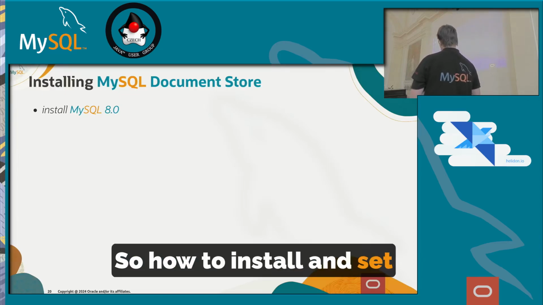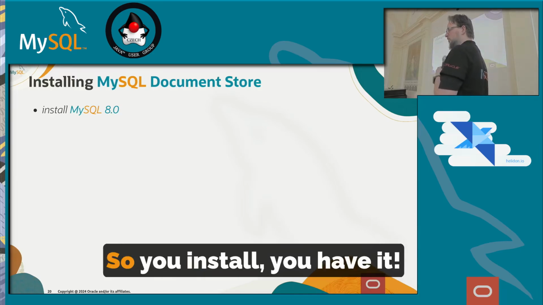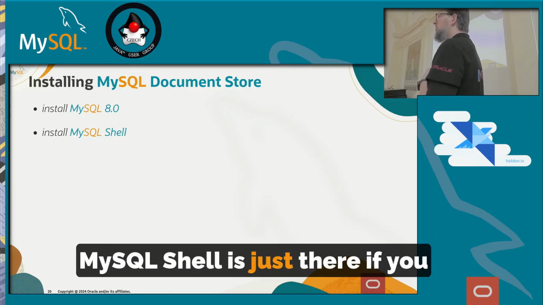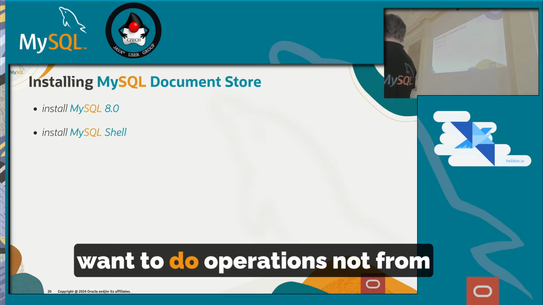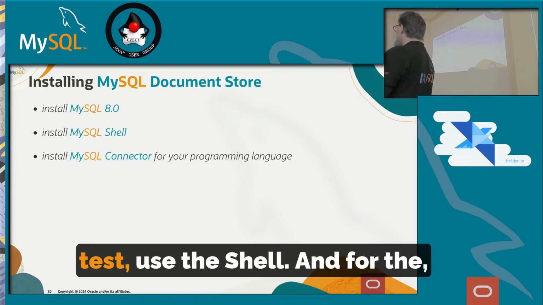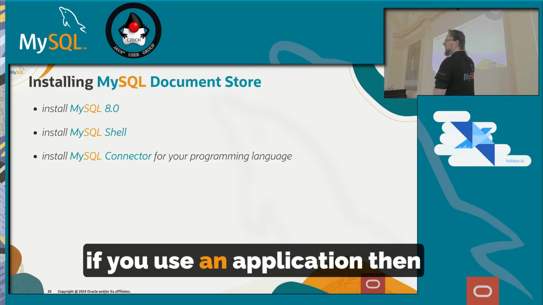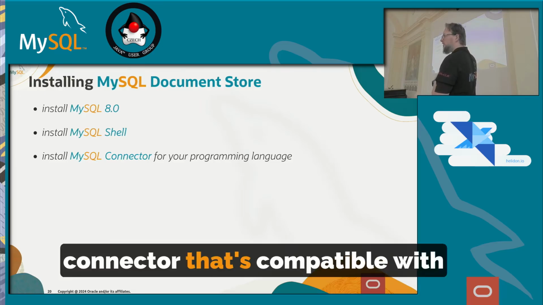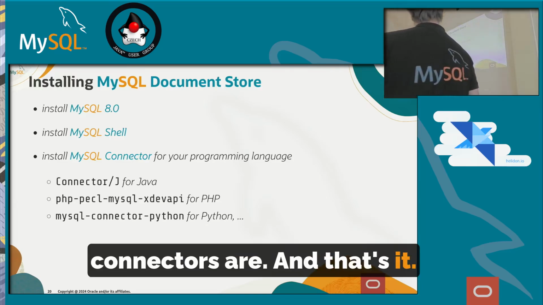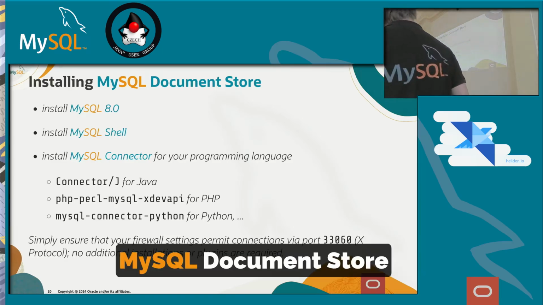So how to install and set up the MySQL Document Store? Just install MySQL 8. You install it, and you have it. Then install MySQL Shell. MySQL Shell is there if you want to do operations, not from your programming language, but as a DBA or as a developer to test. And if you use an application, then you just need a connector that is compatible with the X protocol, which all the new connectors are, and that's it. You just have to do that, and you already have the MySQL Document Store.